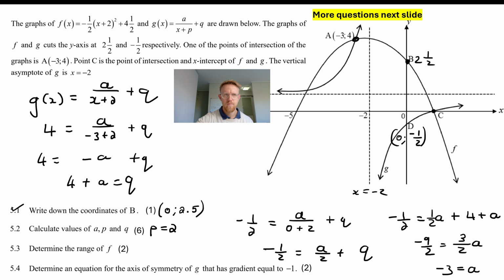minus 3. Now that we have a as minus 3, we can then plug it back over here to get q. And as I said, you could have done this in your own simultaneous way. You get q as 1.